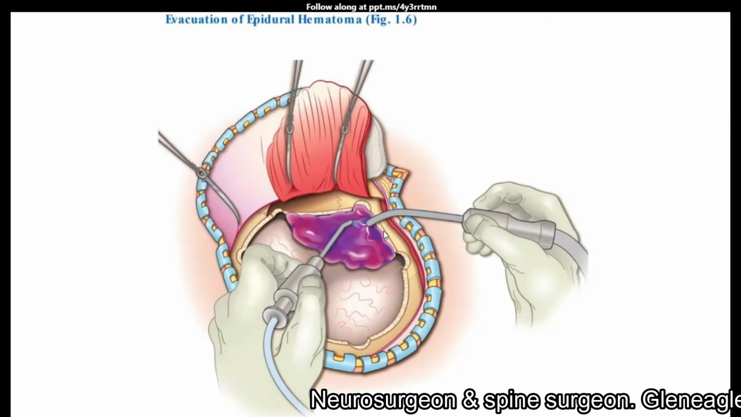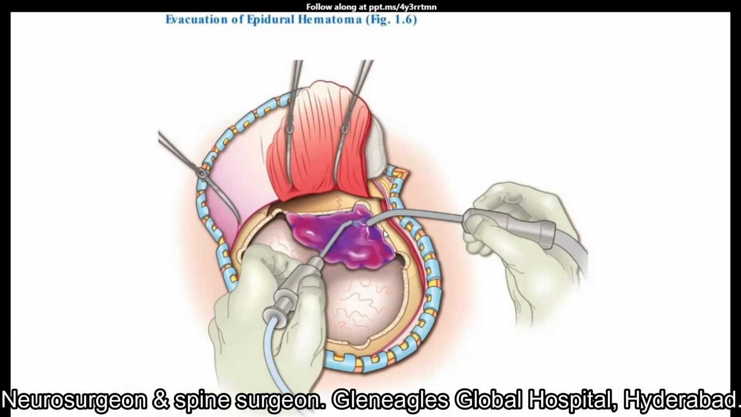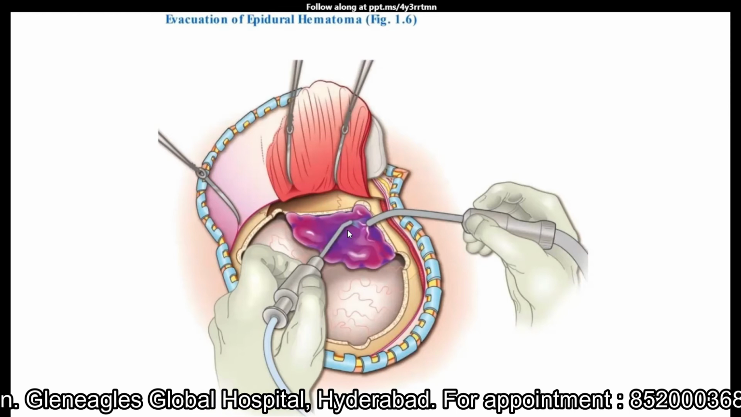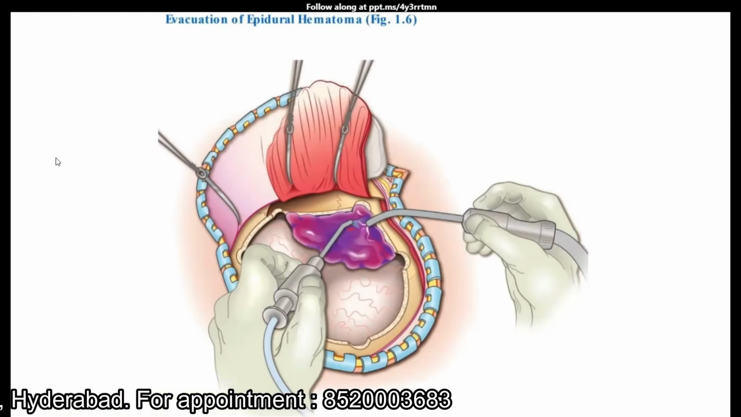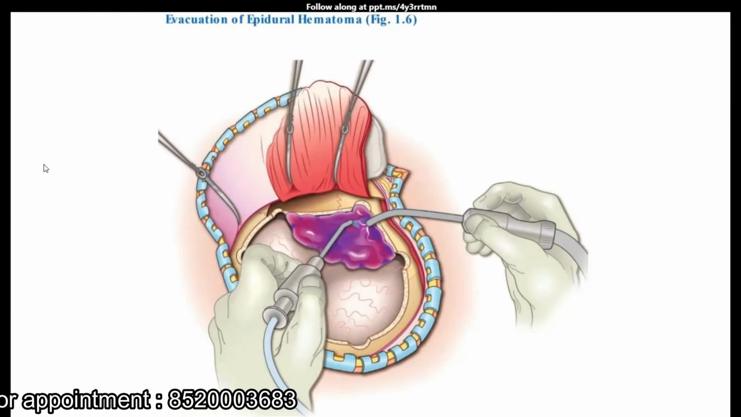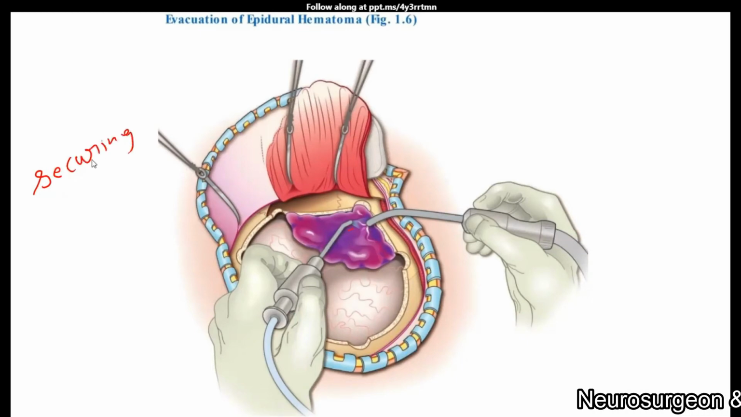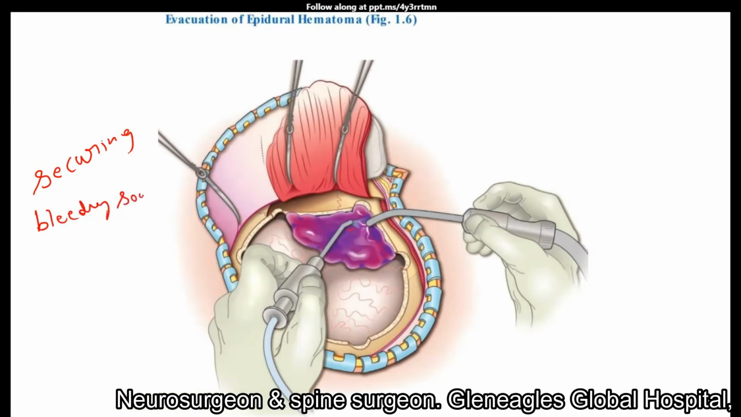But the most common source of bleeding is a torn middle meningeal artery. Identify the bleeding point, use bipolar coagulation, and secure the bleeding point. So if there is an epidural hematoma, apart from evacuation of the epidural hematoma, you need to ensure that you are securing the bleeding point and the bleeding source.